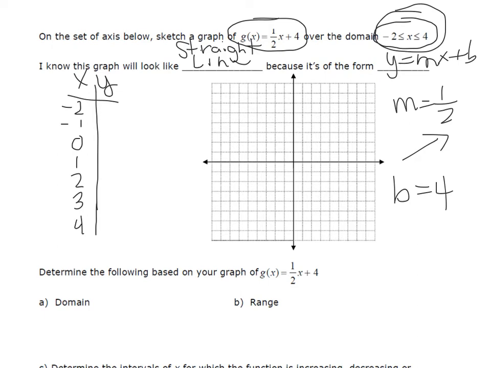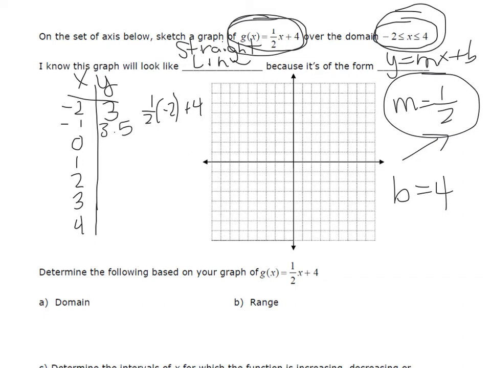What's the y going to be? Well, what's 1/2 times -2 plus 4? We're just using our equation to find the y value. 1/2 of -2 is -1 plus 4 is 3. Now, since you know it's linear, you know that it goes up by 1/2 each time. So the next value would be 3.5. The next value would be 4. Oh, look at that. That's the y-intercept. Sure enough, isn't that our y-intercept?